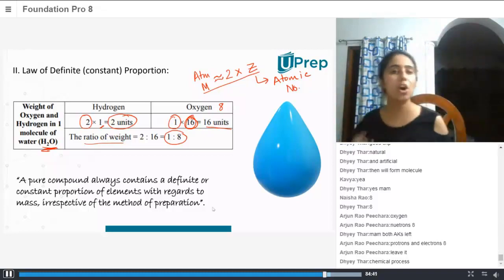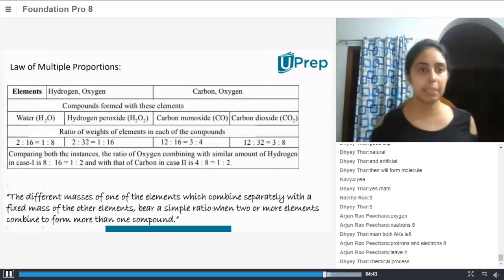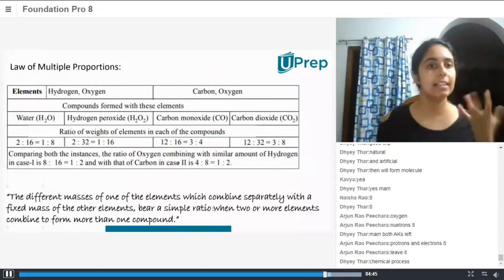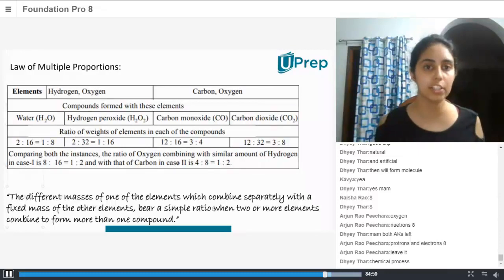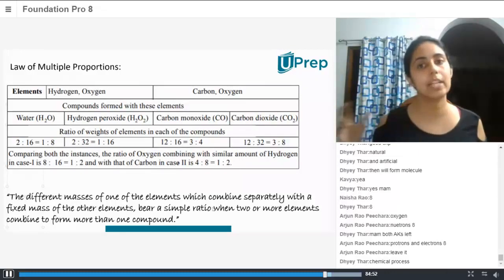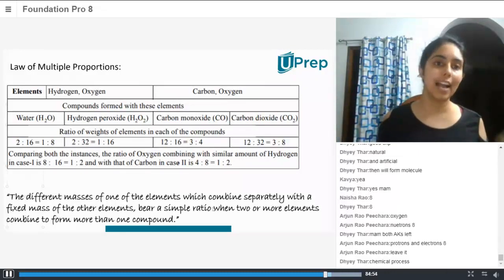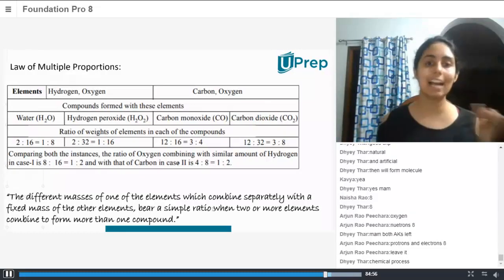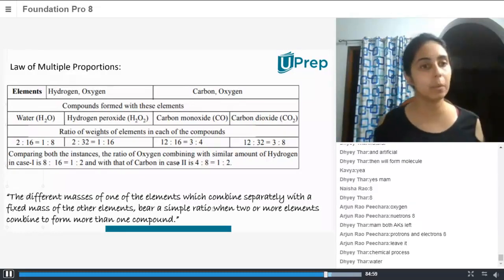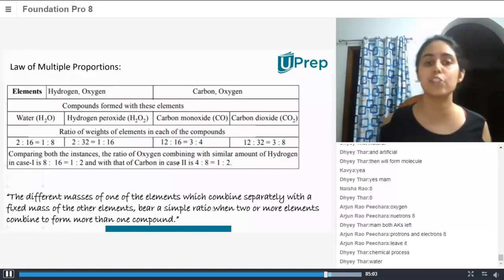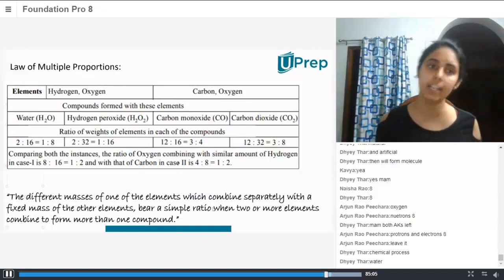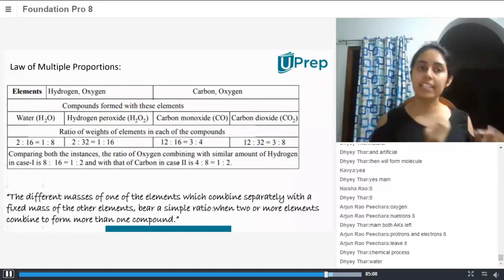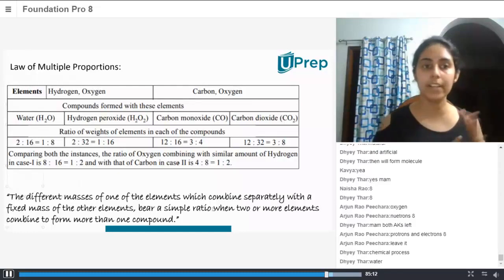All right, so the law of multiple proportions. What does this mean? Let's look at the combination of elements. First, let's look at hydrogen and oxygen, and then on the other side, let's look at carbon and oxygen. With hydrogen and oxygen, I can take two compounds: water, which is H2O, and hydrogen peroxide, which is H2O2. Using these two elements, we can form these two compounds.